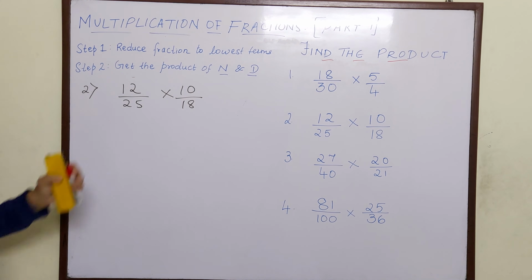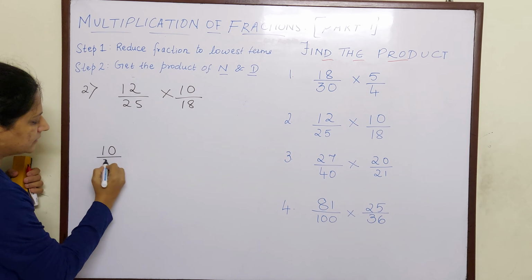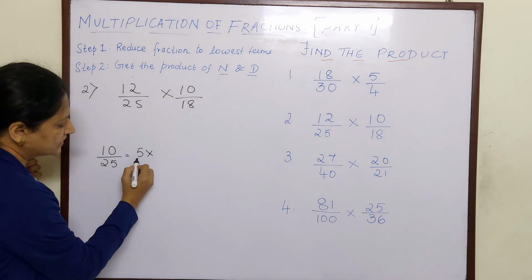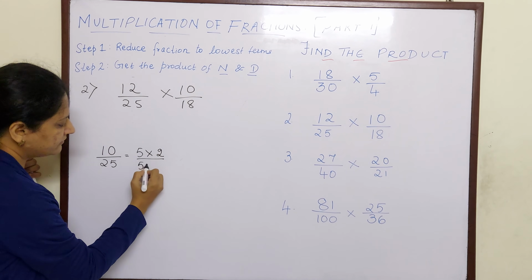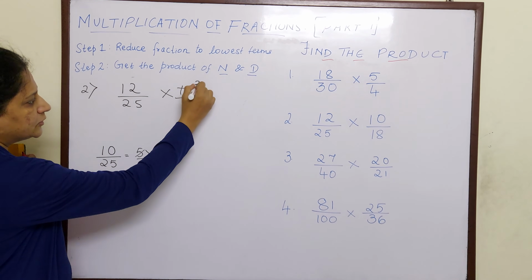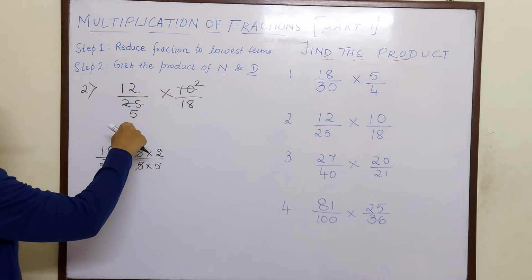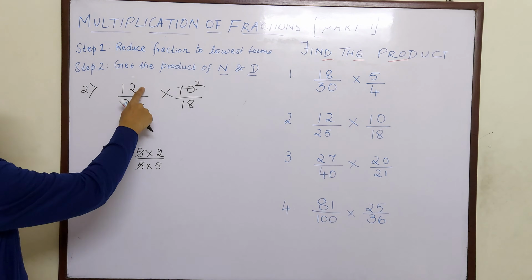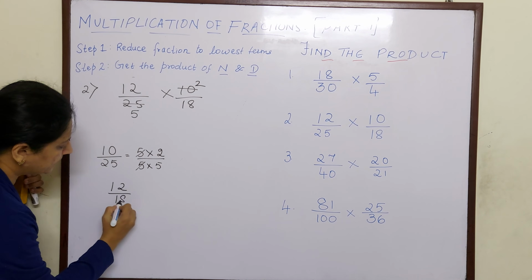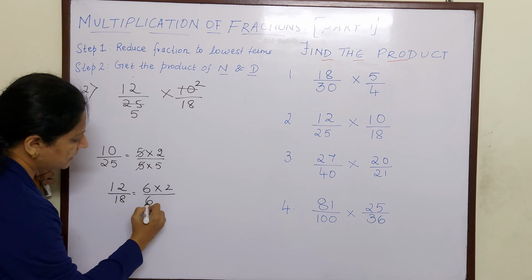Now you can see that for 10 and 25, the common multiple is 5. So 10 in the numerator and 25 in the denominator. I will write the common multiple first. 5 twos are 10, and here 5 fives are 25. So the common multiple gets cancelled. So instead of 10 now we will write 2, and instead of 25 I will write 5. Now 2 and 5, or 5 and 12 will not go, but 12 in the numerator and 18 in the denominator. Can you tell me children what is the common multiple? Yes, 6. 6 twos are 12, 6 threes are 18.